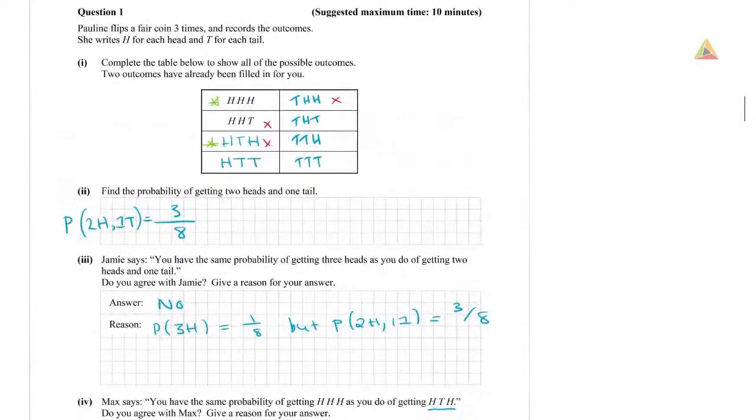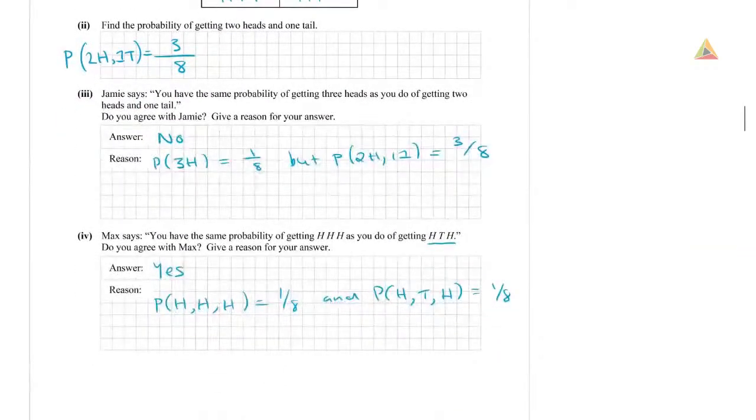So the reason being is the probability of rolling 3 heads was 1 out of 8, which we've already looked at. And also the probability of rolling head followed by tail followed by head is also 1 out of 8. And I'm just going to go back just to explain that again. Head followed by tail followed by head is this option here. There's only one of those combinations, and there's only one of these combinations as well, which proves that Max is correct. So that's the answer to that question.